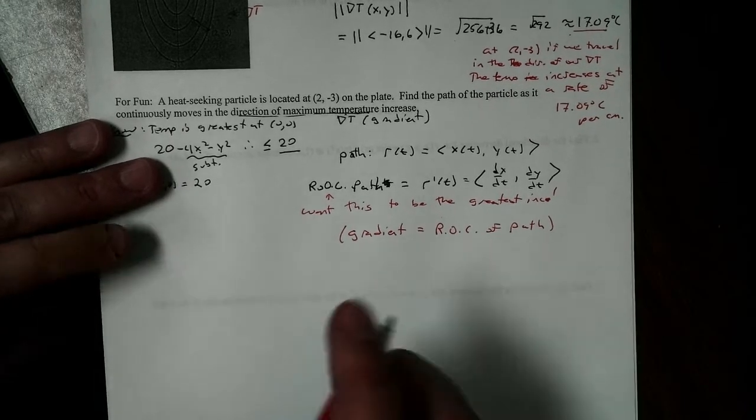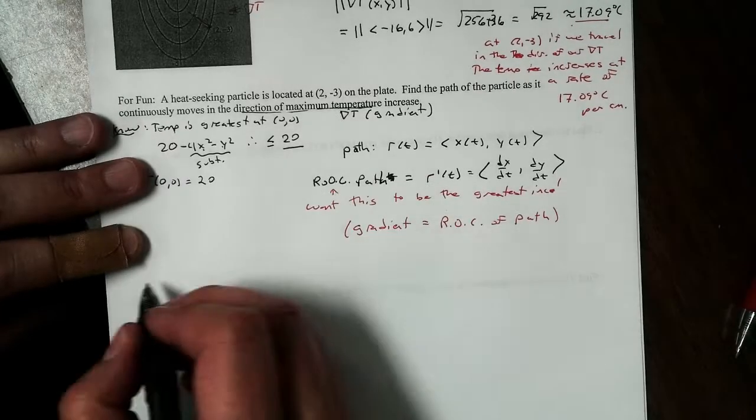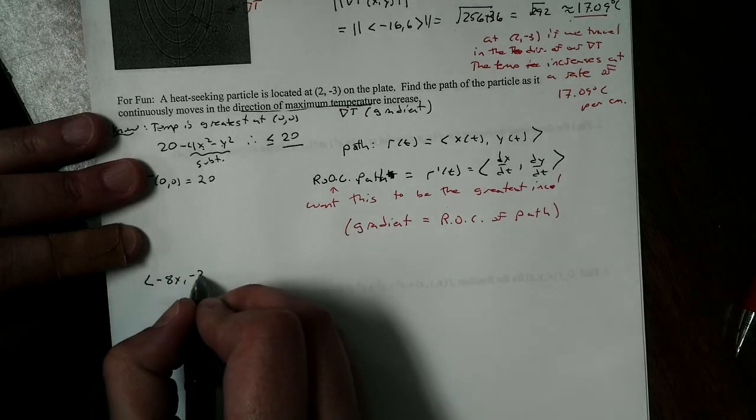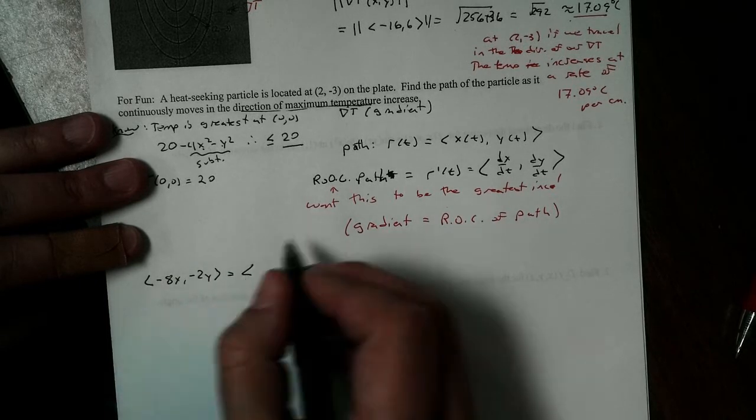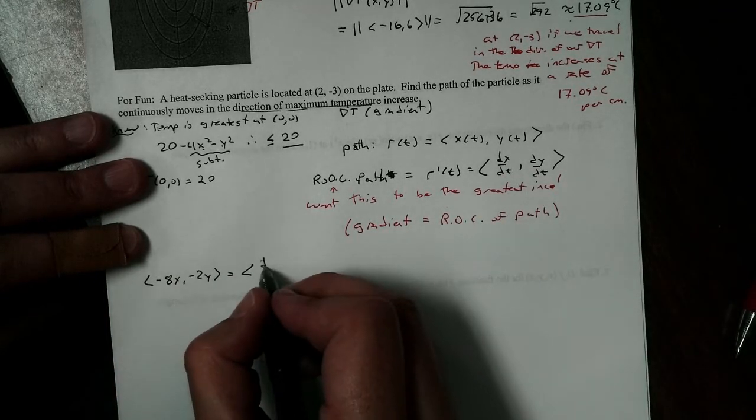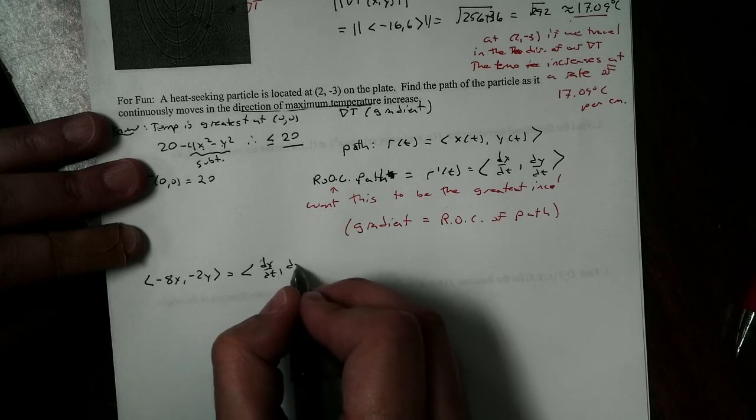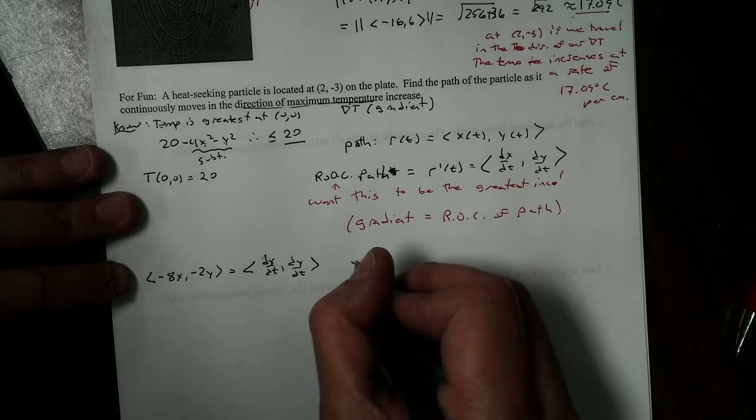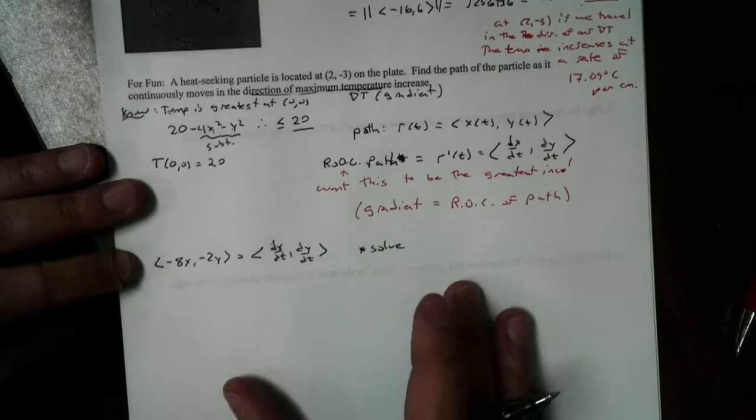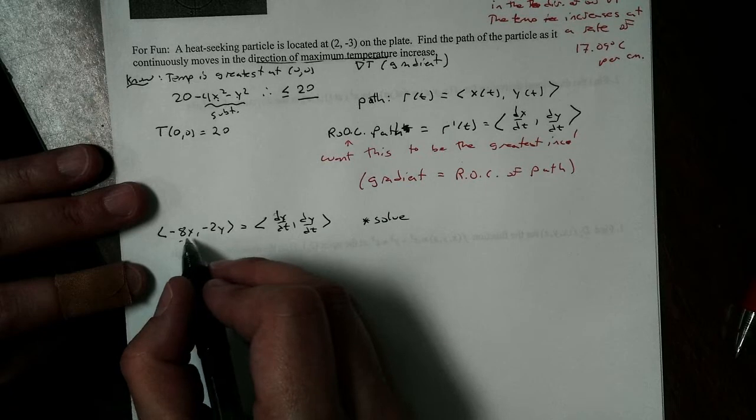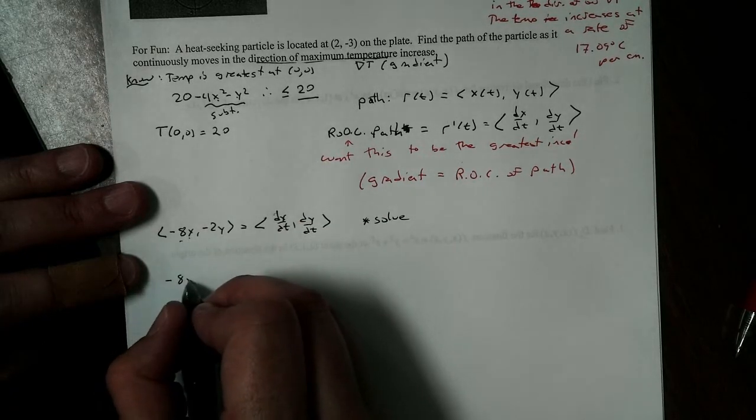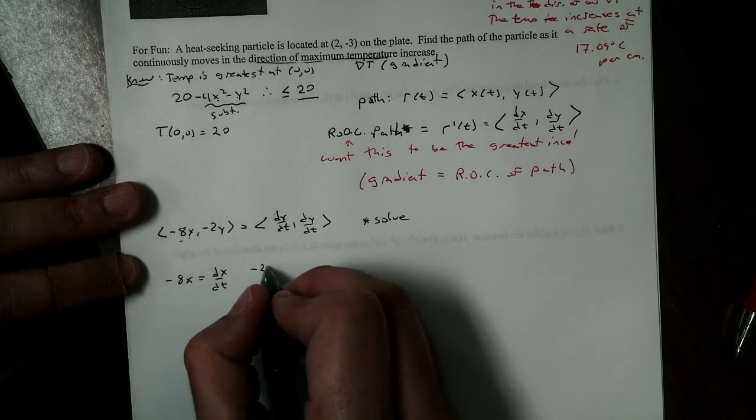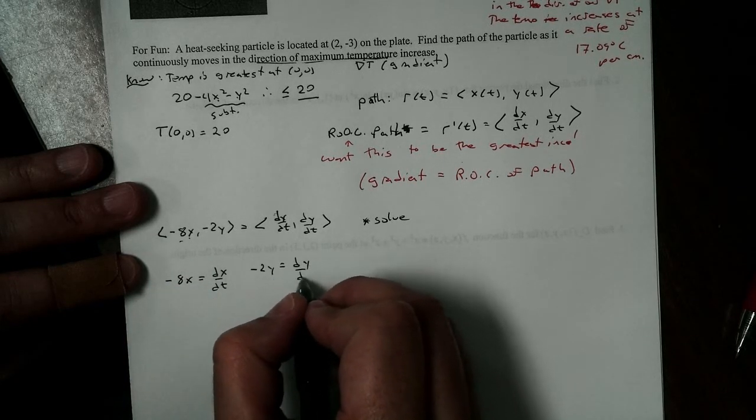So let's go and set up an equation. Write out the gradient. Well, we know what the gradient equals. It's just -8x, -2y, and equal to the rate of change of the path. That's this dx/dt, dy/dt. And we're just going to solve this. So to solve it, well, it is a vector, so we know like parts are equal. So I know that -8x equals dx/dt, and -2y equals dy/dt.